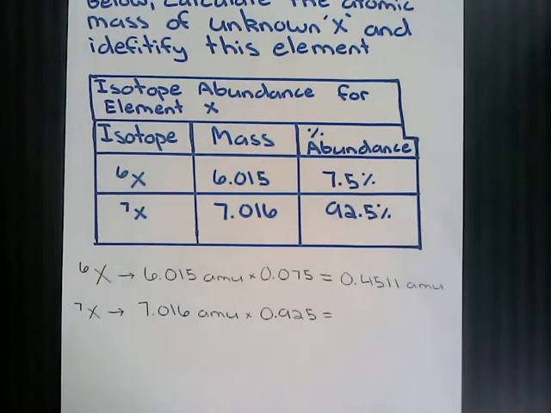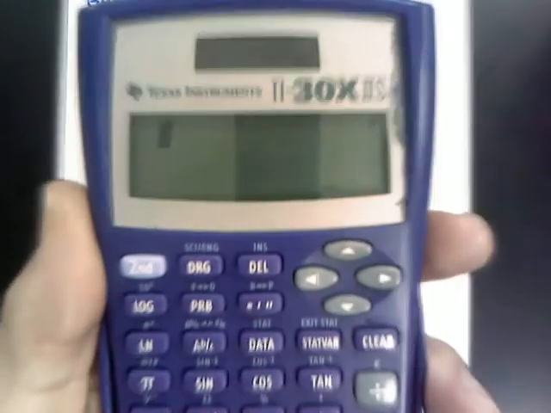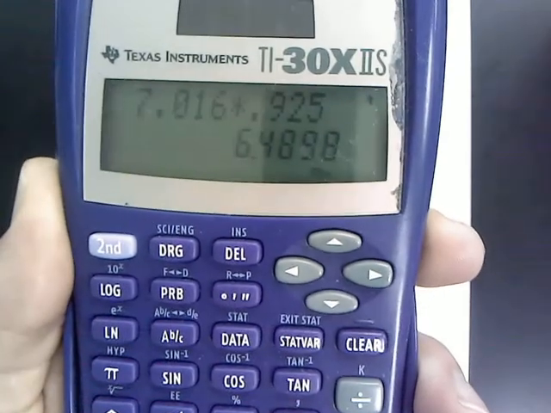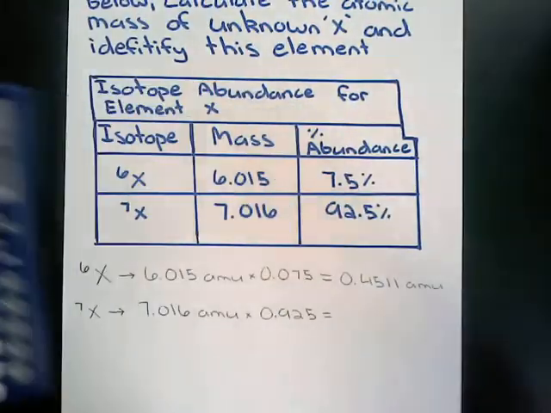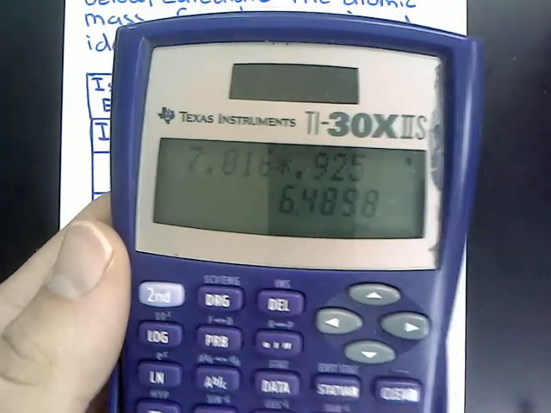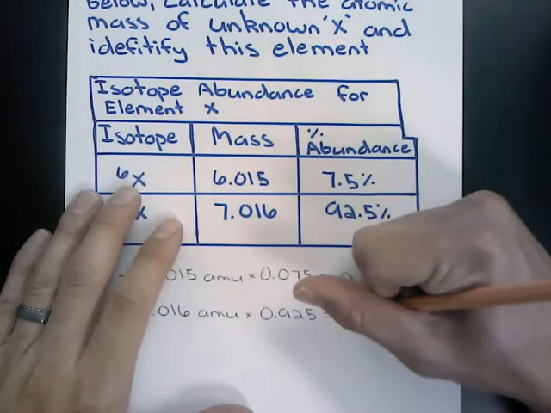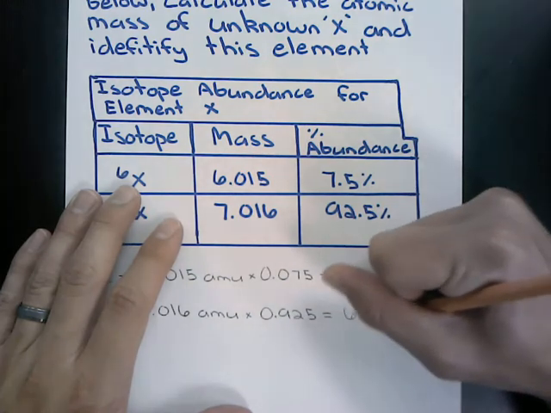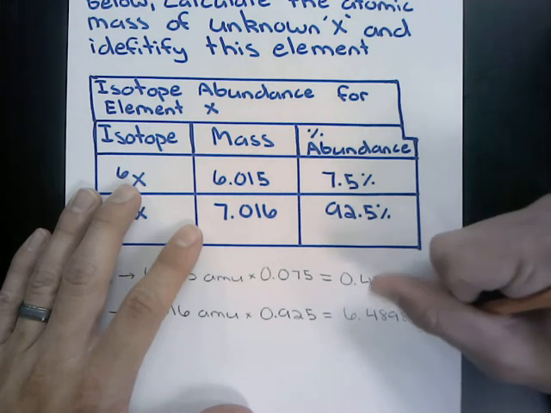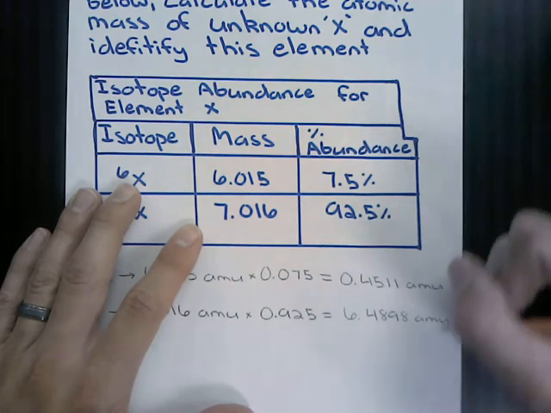And I'm going to put that into my calculator and get a number once more. So I'm just going to put 7.016 times 0.925, and press enter. And I can go out to 4 digits once again. So I get 6.4898, and that unit, again, is AMU.